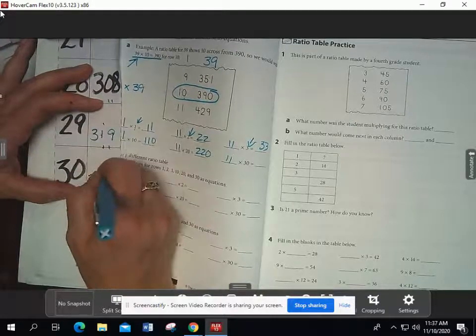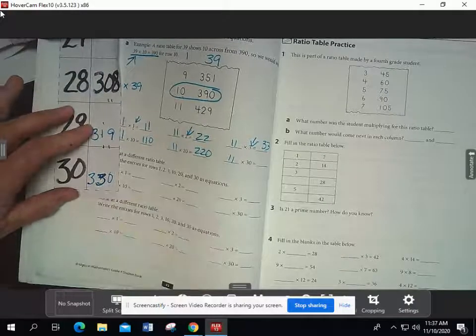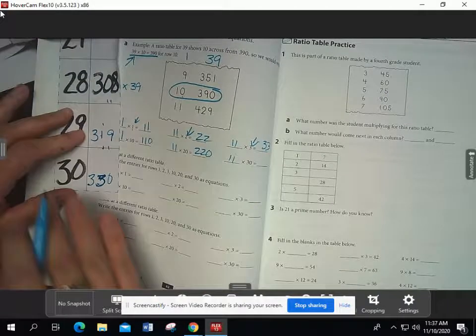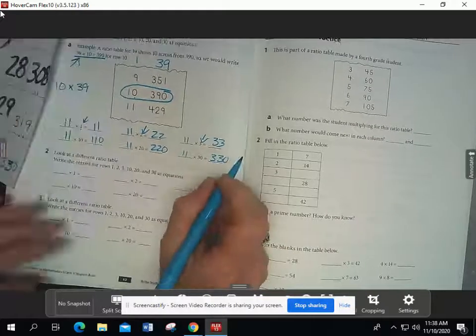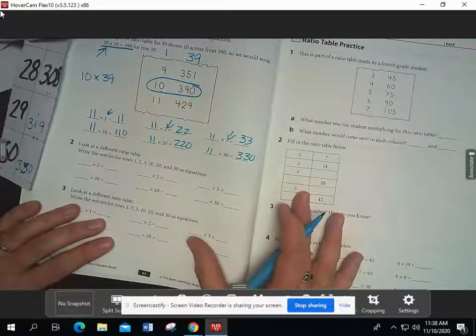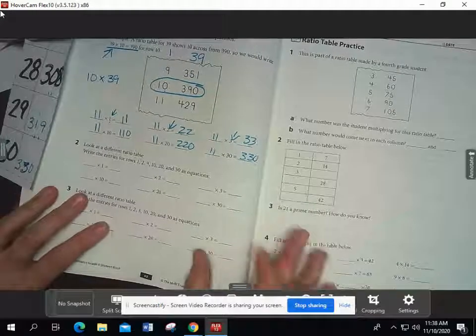One, 2, 3. Helps if I count right. That's a 3, not a 5. Okay, so it is 330. Oh my, does anybody see a pattern in my answers? Yes. What pattern do I have? Raise your hand. What did you notice, ma'am?